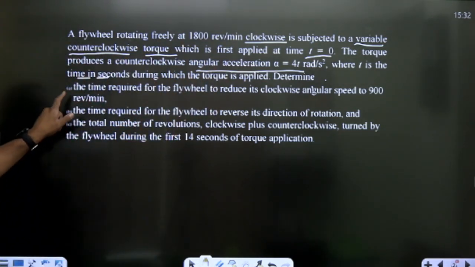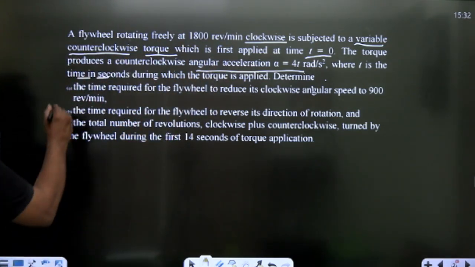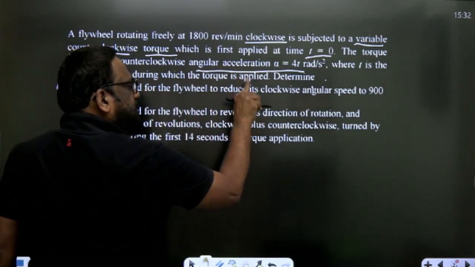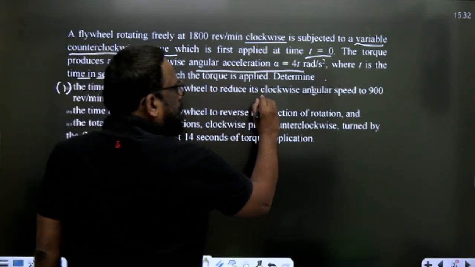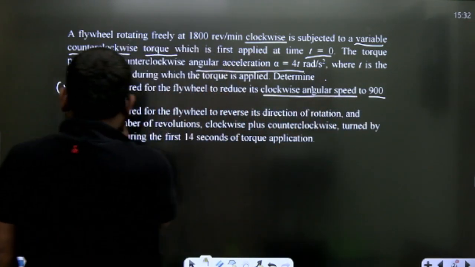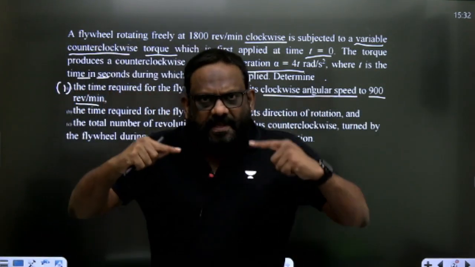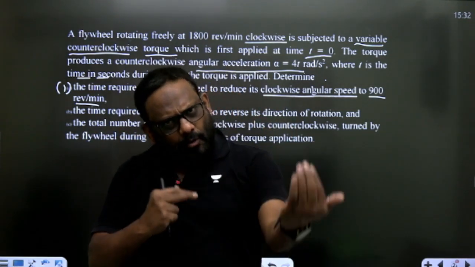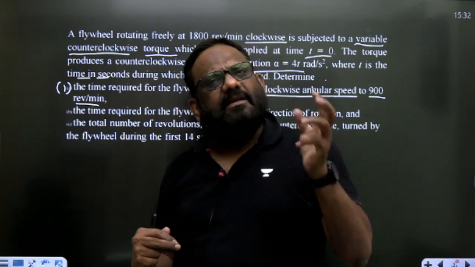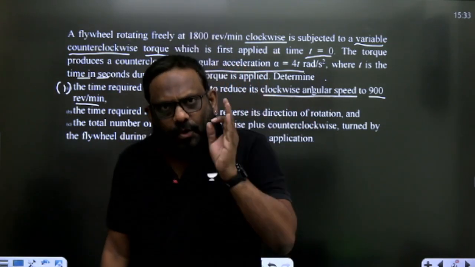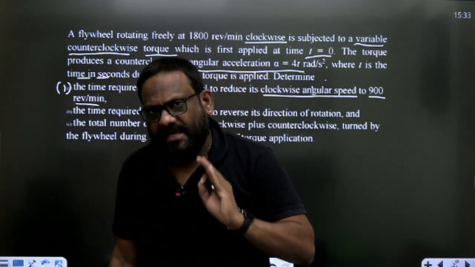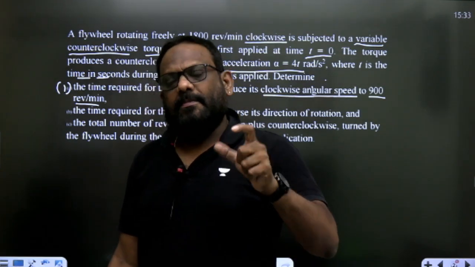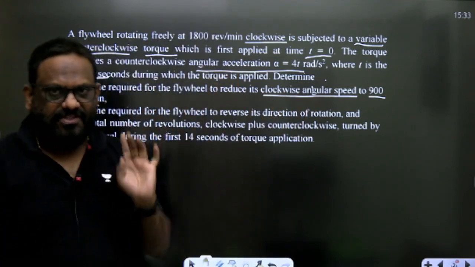First question: the time required for the flywheel to reduce its clockwise angular speed to 900 rpm. What is the question? Initially it was rotating at 1800 rpm clockwise, so a counterclockwise torque is applied so that definitely the speed gets reduced. He is asking in how much time the speed gets reduced from 1800 rpm to 900 rpm. That is the first question.